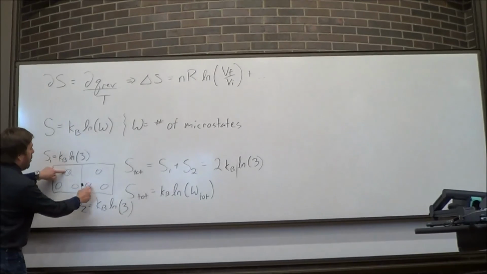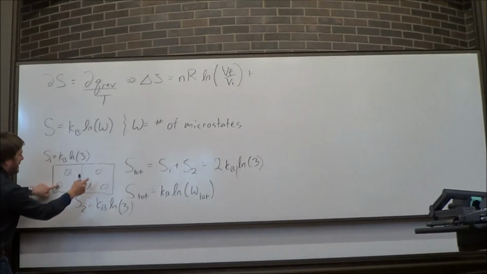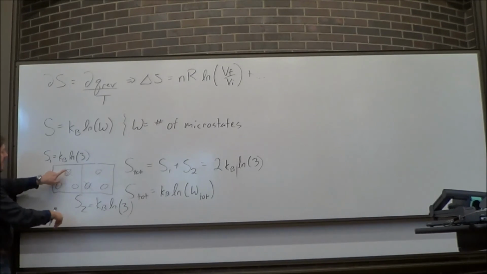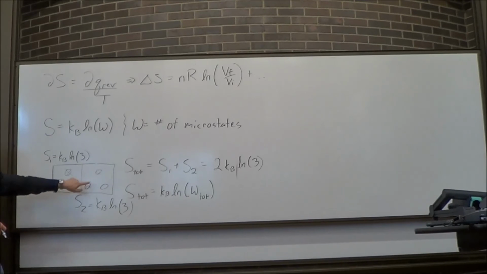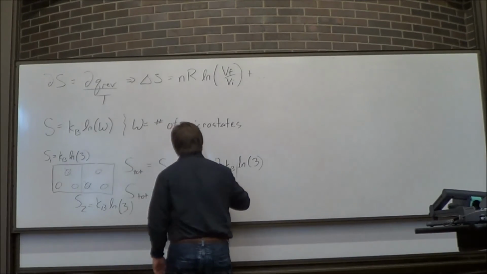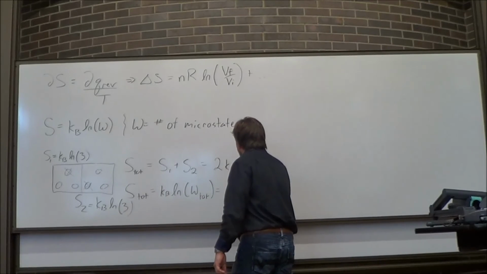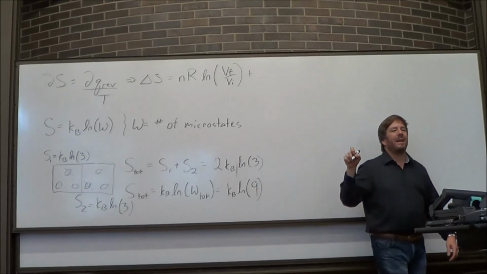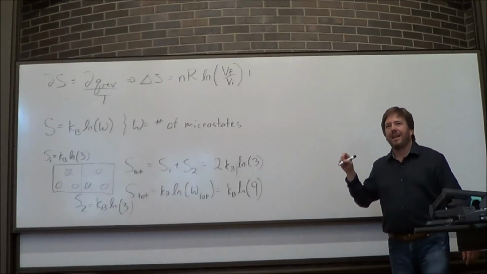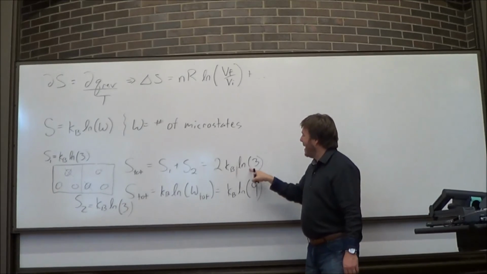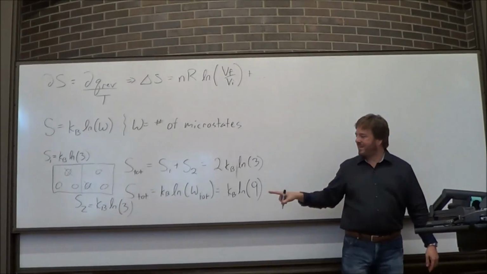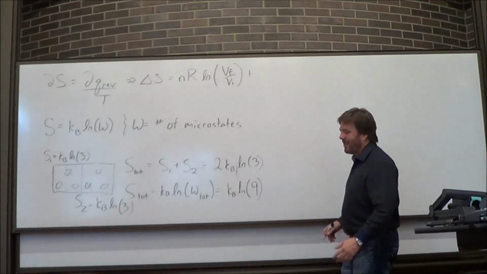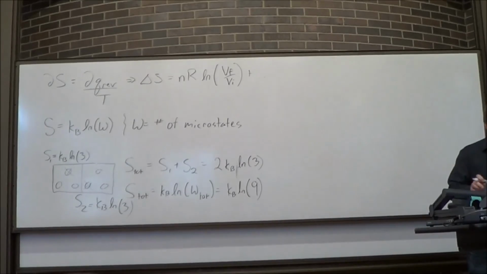If this is here, I've got 1, 2, 3, 4, 5, 6, 7, 8, 9. See? Here, there's 3 options because of this guy. If this was here, there were 3 more. And if this was here, there's 3 more. There were 9 total microstates. And remember that A ln B is ln B to the A. So 2 ln 3 is ln 3 squared, which is ln 9. It works.